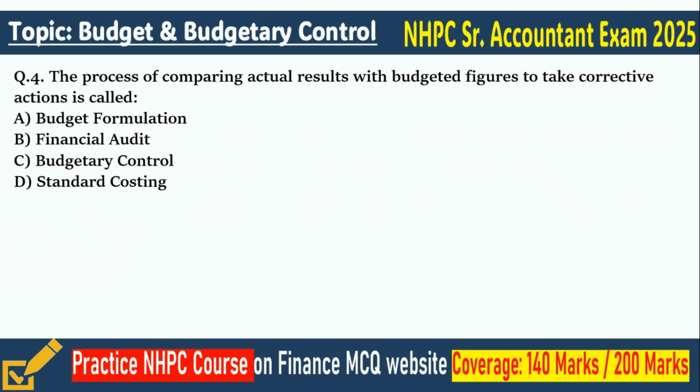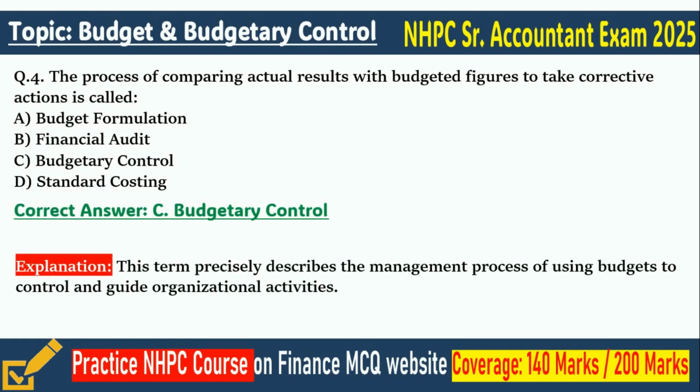Friends, next question. The process of comparing actual results with the budgeted figures to take corrective actions is called option A, budget formulation, option B, financial audit, option C, budgetary control, option D, standard costing. Friends, here the correct answer should be option C, that is budgetary control. So friends, this term precisely describes the management process of using budgets to control and guide organizational activities.